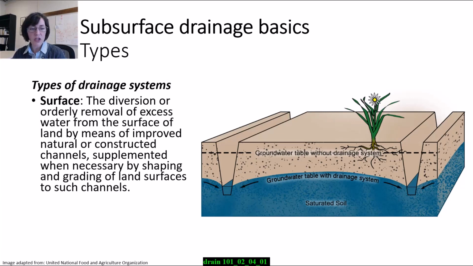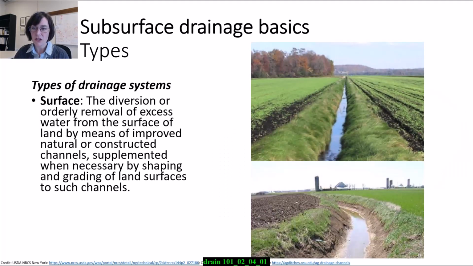Surface drainage is the diversion or orderly removal of excess water from the surface of land by means of improved channels or ditches, supplemented when necessary by shaping or grading of land surfaces. Surface drainage is the easiest and least expensive way to improve the land drainage. The most obvious type of surface drainage is doing land shaping to create ditches, like I'm showing in this illustration, but swales and grass waterways are also examples of improved surface drainage.